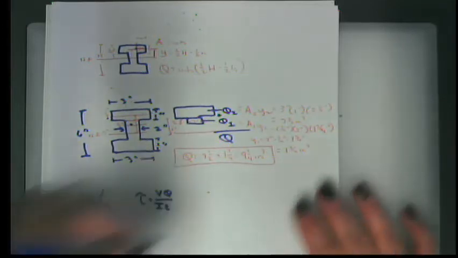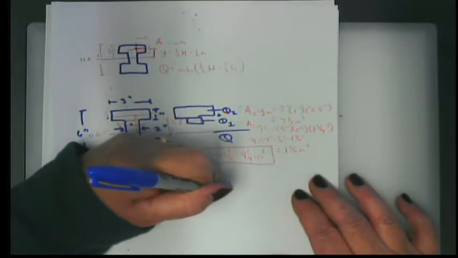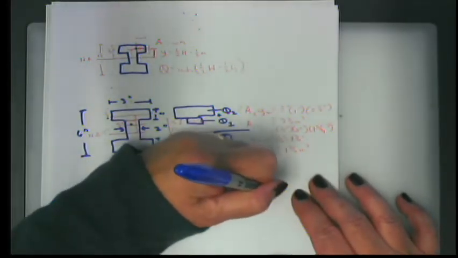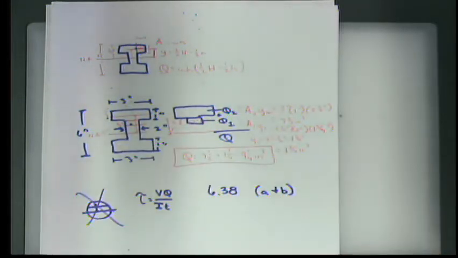So 6.38, there are two points, A and B, and this is an I-beam. So you'll be able to do pretty much the stuff that we just did in class. And then we get into what Dane was asking about, some transformed sections, which I'm not going to ask you to do.